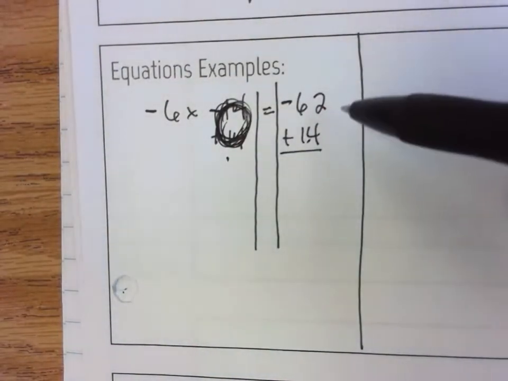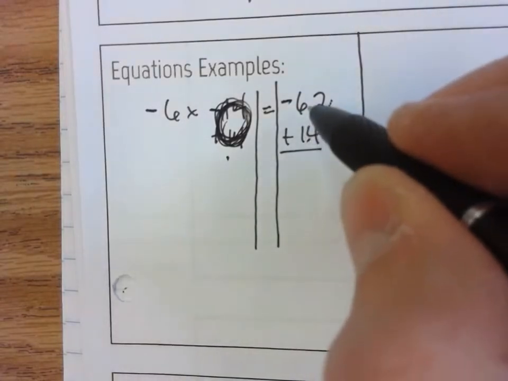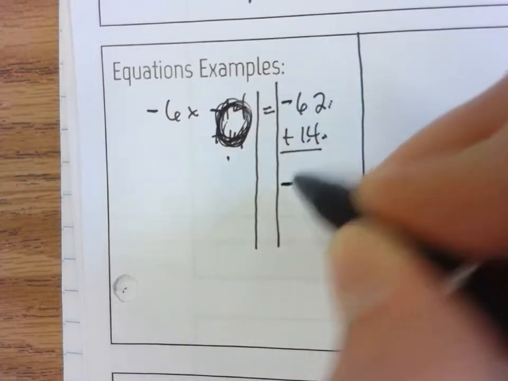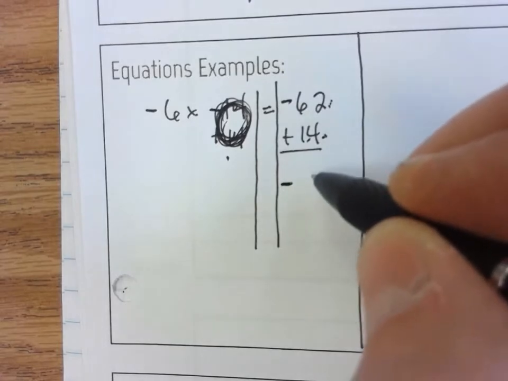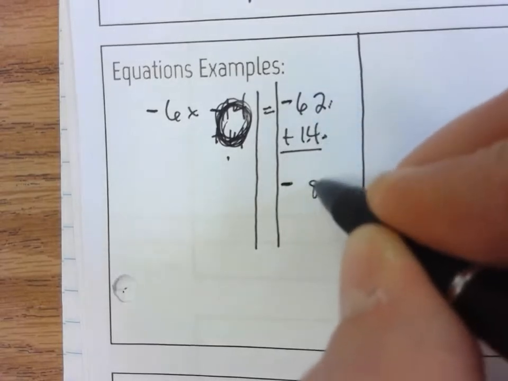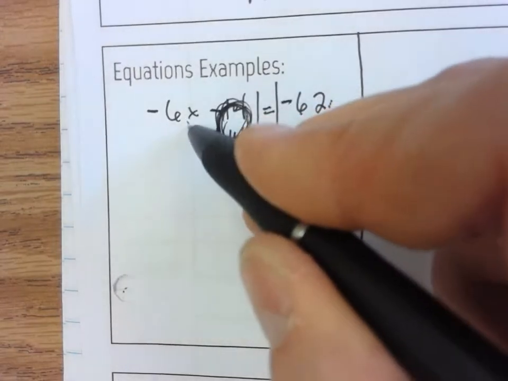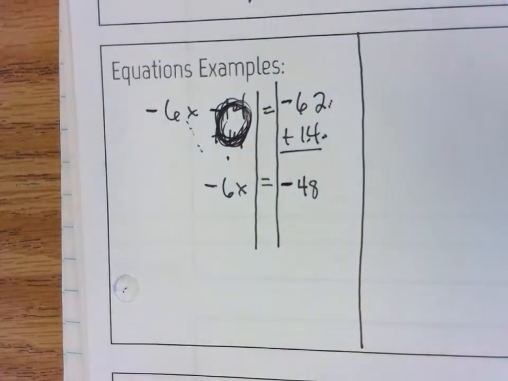Now that takes us back to our earlier lesson. These have got different signs, so we're actually going to subtract them and take the sign of the bigger number. Of course, the bigger number is 62, so that's definitely going to be a negative. And then 62 minus 14, that's 12 plus 8, that's going to be negative 48, okay? So negative 48 equals, and I'm just going to bring down the negative 6x. All right, so at the moment, I've got negative 6x equals negative 48.